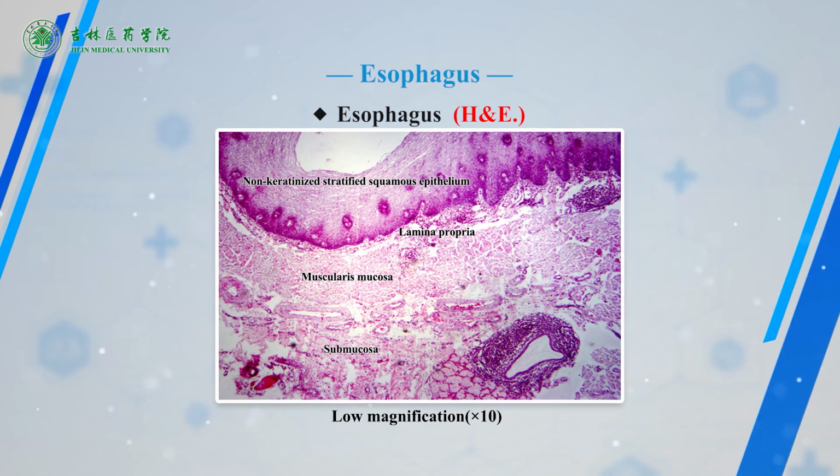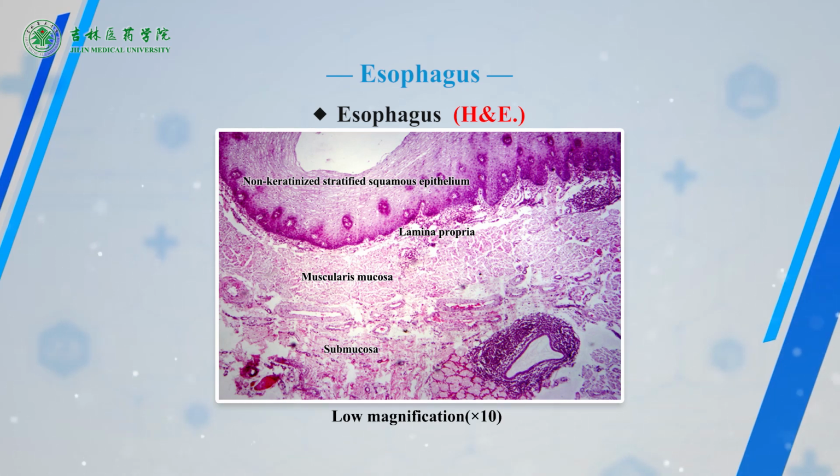Underneath the non-keratinized stratified squamous epithelium is the lamina propria. There is a muscularis mucosae at the boundary of the mucosa and submucosa. Notice the mucous glands in the submucosa, and connective tissue and blood vessels will be present.